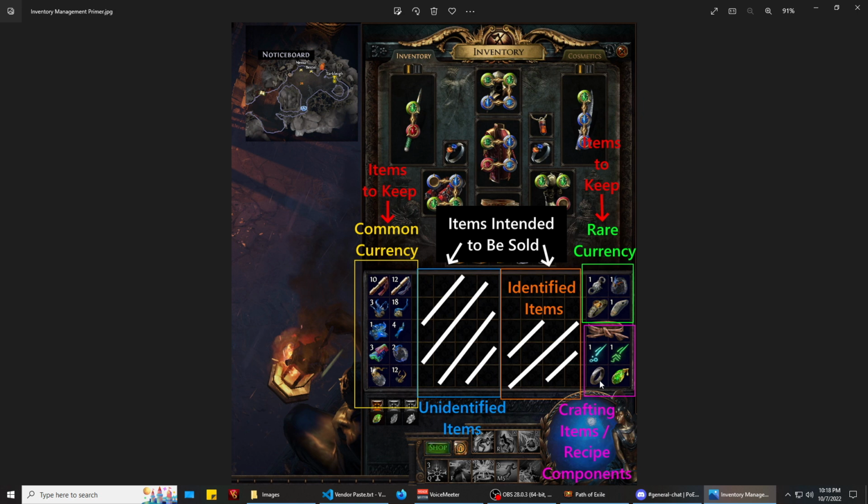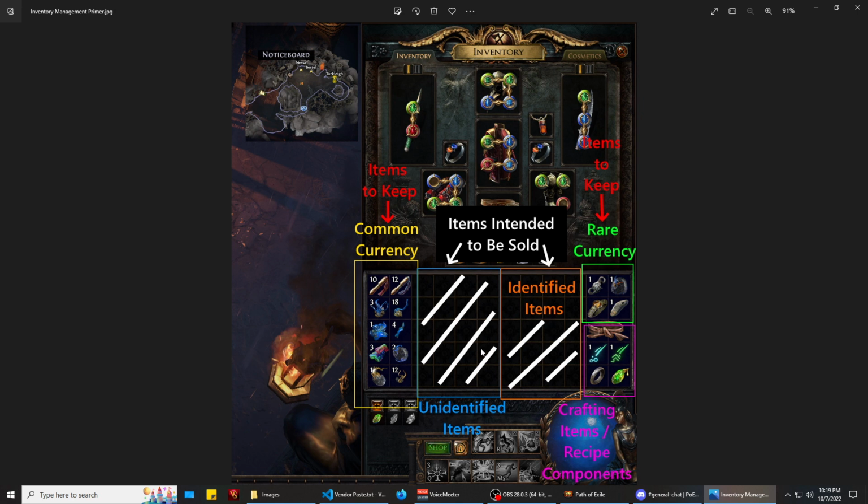It all just depends on what sort of build I'm playing and how I want to go about doing it. But this is sort of the setup that I commonly have. And you can see, in between the two outer columns here is really where I will have most of the items that I'm planning to vendor. So over here, I'll typically keep closer to my common currency stack and the unidentified items, and then I'll move the stuff that I've identified over to the right so I know I don't have to hit a scroll with it.